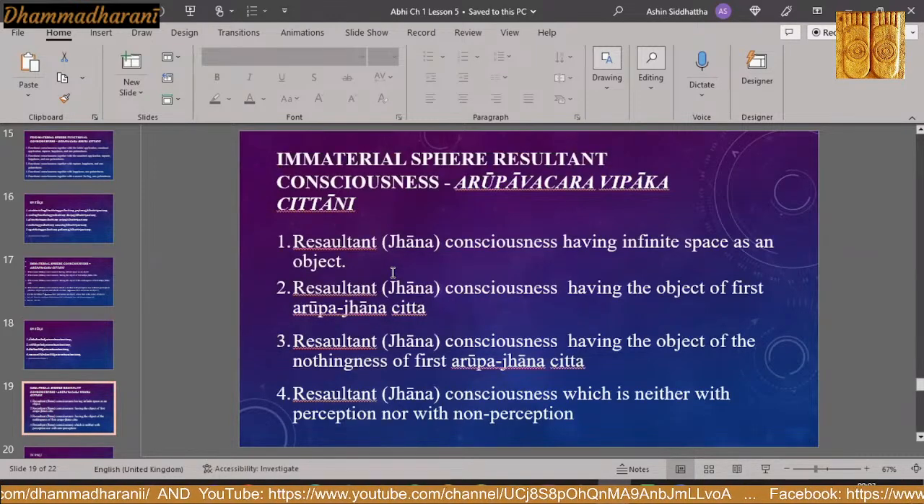Similarly, Vipaka Chitta. Those who have developed Arūpāvacara Kusala Chittas will be reborn in the immaterial realms. The first vipaka of the first wholesome is the first Vipaka Chitta. The second Arūpa wholesome consciousness gives the second Vipaka, the third gives the third Vipaka, the fourth gives the fourth Vipaka. The resultant Arūpāvacara Jhana consciousness having infinite space as an object. Resultant Arūpāvacara Jhana consciousness having the object of the first Arūpa Jhana Chitta. Resultant Jhana consciousness having the object of the nothingness of the first Arūpa Jhana Chitta.